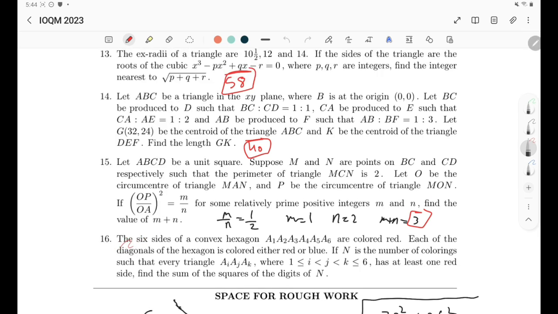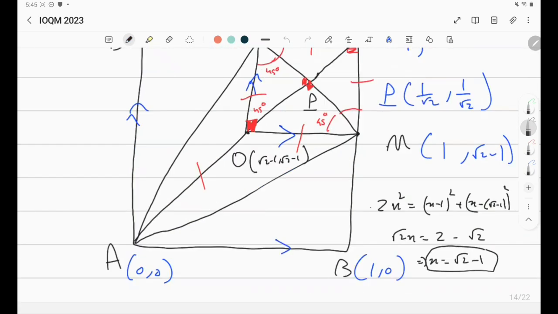Alright, now for question 16. The 6 sides of a convex hexagon. So we have a convex hexagon, and we know that all the sides are red. Each of the diagonals we're going to color with either red or blue, but of course the sides are red. If n is the number of colorings such that each triangle in this hexagon has at least one red side, we need to find the sum of the squares of the digits of n. Basically we need to find n, and then of course just add the squares of the digits. Okay, so let's try to draw that and visualize everything they told us.